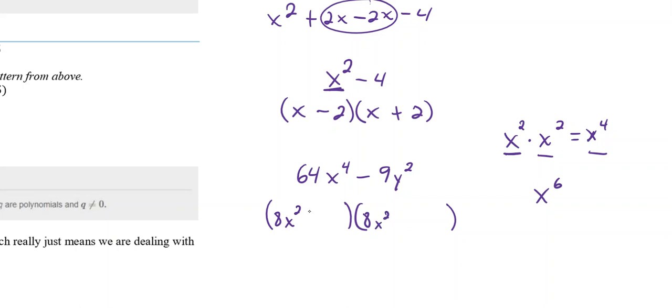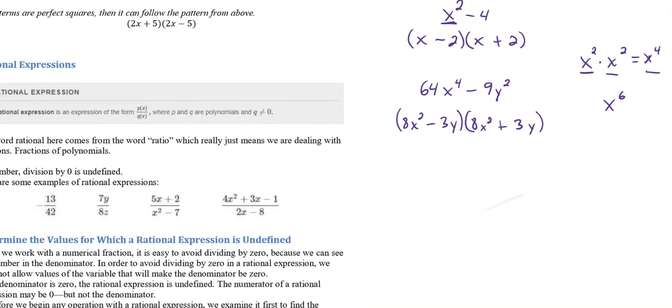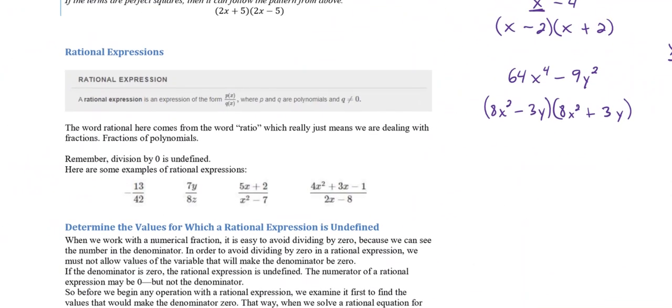Anyway, so x to the 2 and x to the 2, one's a minus, one's a plus. Then the square root of 9 is 3, so they both get a 3. The square root of y squared is y. There you go. Not too bad if you know what you're looking at. All right.